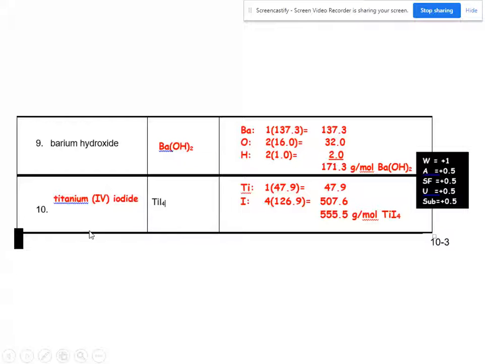Ba(OH)2. 10, the name is titanium, Roman numeral 4, iodide. If you forgot the Roman numeral, it's minus a half. You get 47.9 plus 507.6, which gives you 555.5 grams per mole of TiI4. Please make sure you write how many you missed at the bottom.